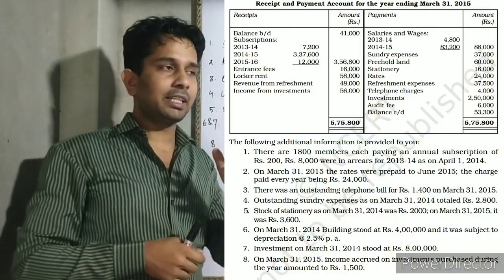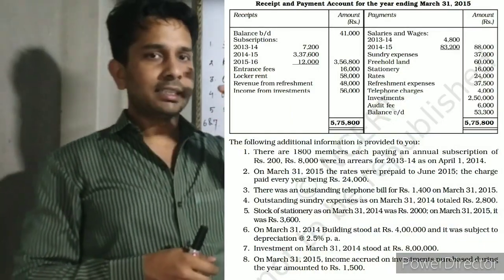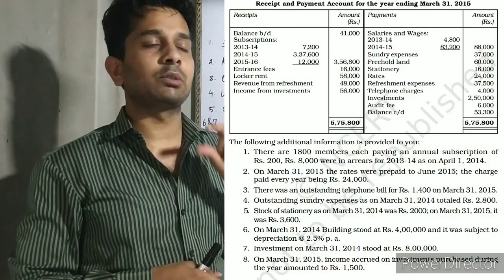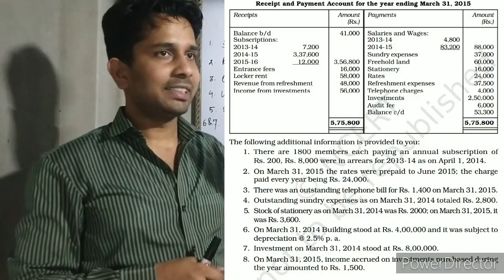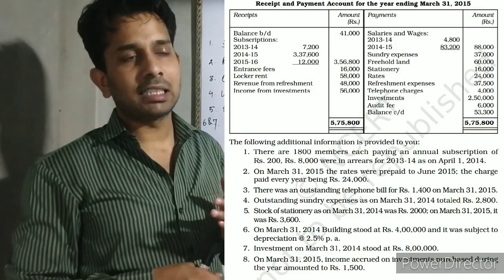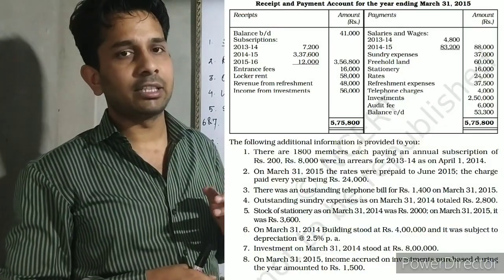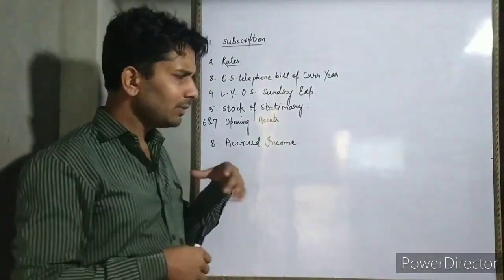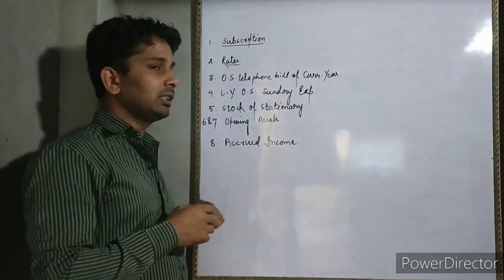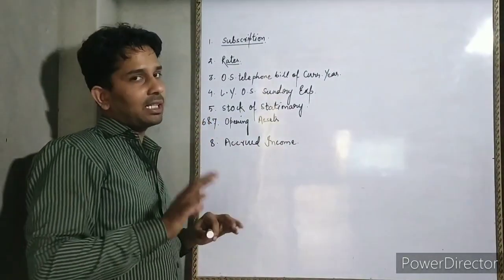Okay, you can read the question carefully and understand how many important points are in this question. In this question, a receipt and payment account is given. Then afterwards adjustments are there, a total of 8 adjustments. You can see that. Okay, so now we will start to solve the question. In this question, 8 adjustments are there in total.